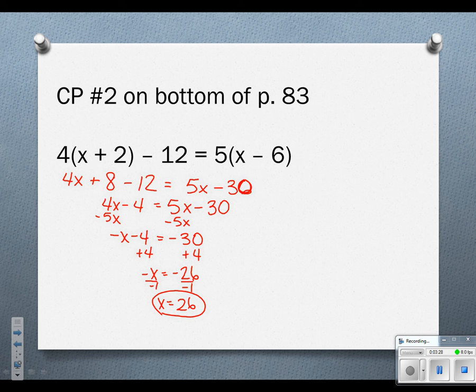If we do that here, if we put 26 in for x, we're going to get a 4 times 28 minus 12 and a 5 times 20 on the right, if we had 26 minus 6 over there. 4 times 28 is actually 112. And you can see that 112 minus 12 is going to match that 100, so our check works. 26 is in fact a valid solution.